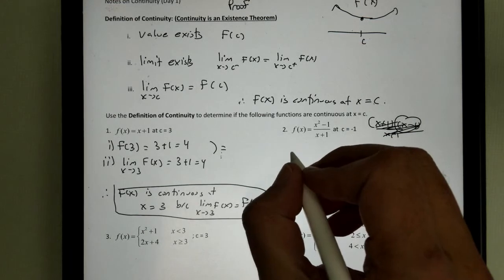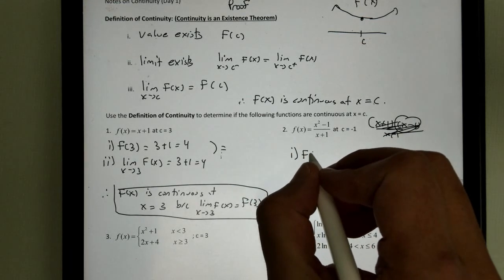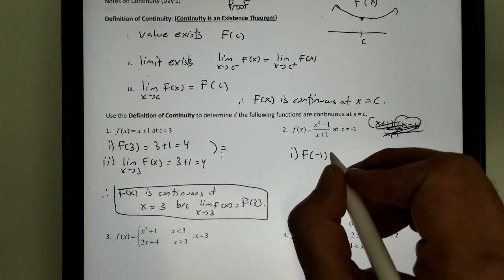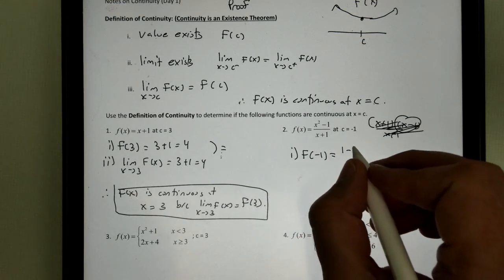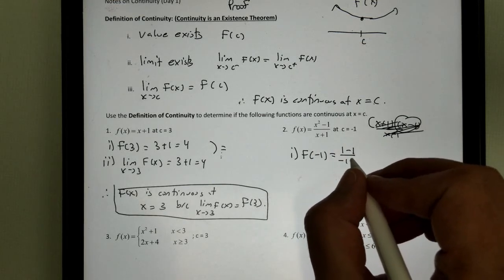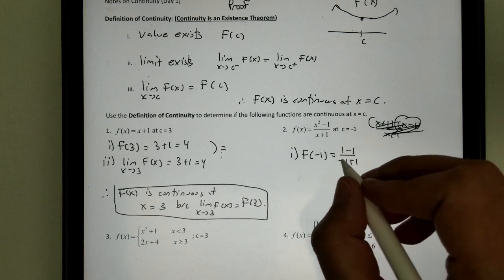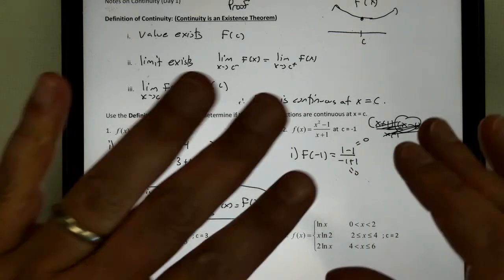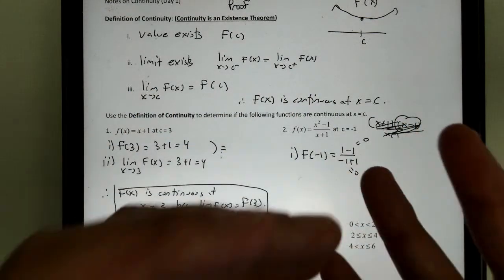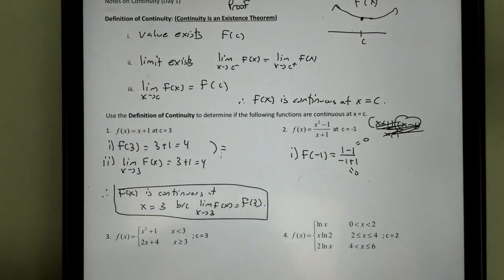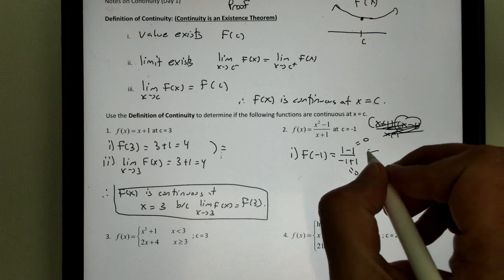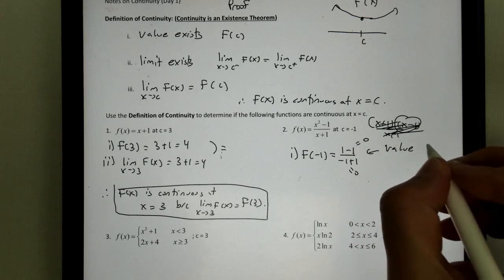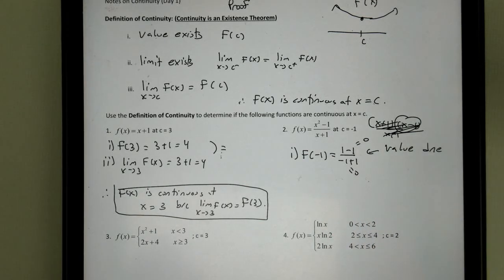So the first thing I'm going to do is check for the value. I want to find f of negative 1. If I plug it in, I get 1 minus 1 over negative 1 plus 1. And we talked about this earlier. The top here is just 0, and the bottom is 0. Now be careful. This is not indeterminate. Indeterminate deals with limits. This is really saying that the value does not exist. That's what that says, that the value does not exist.